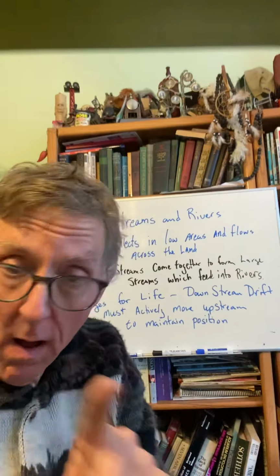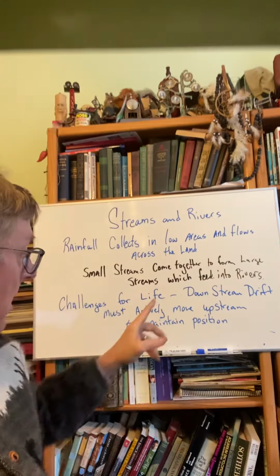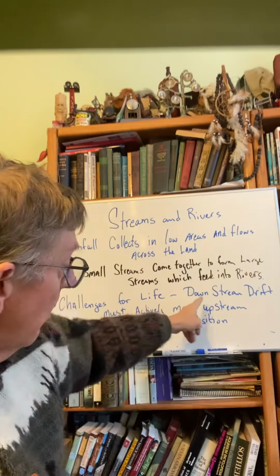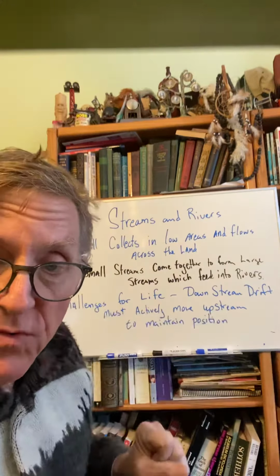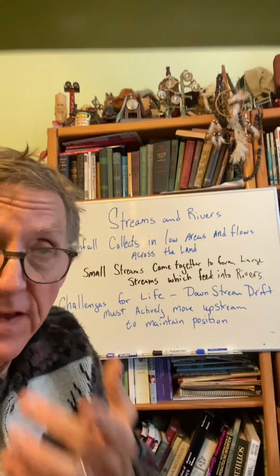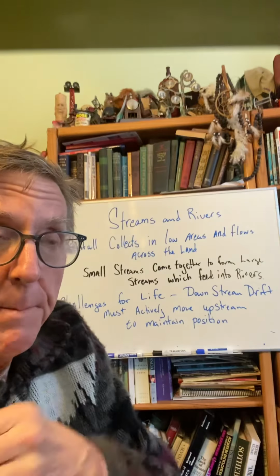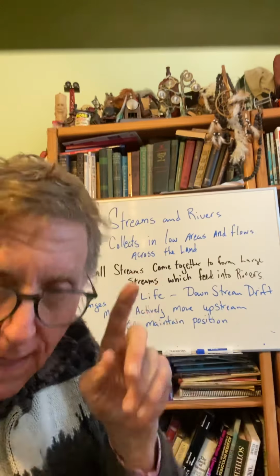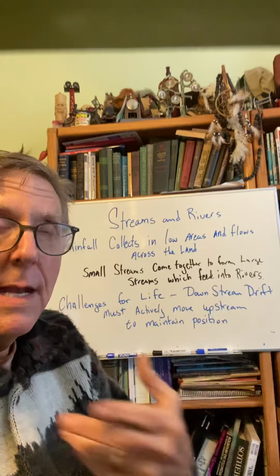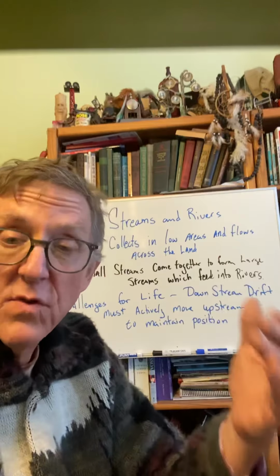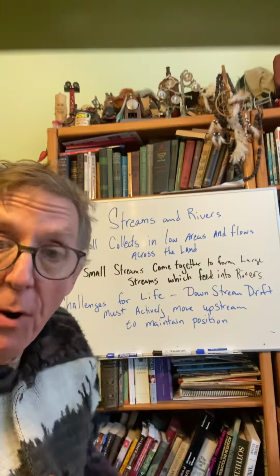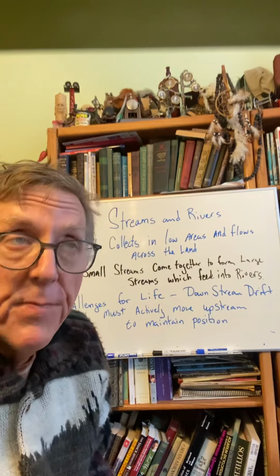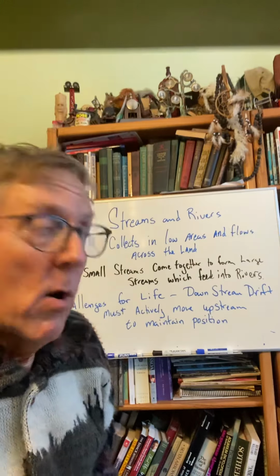Now, how do they stay there? In all cases, they're going to have to deal with a problem called downstream drift. And that means basically that the water is always trying to push them downstream. So all organisms in a river or stream environment are having to move upstream in some manner to maintain themselves in the part of the water system where they are found.